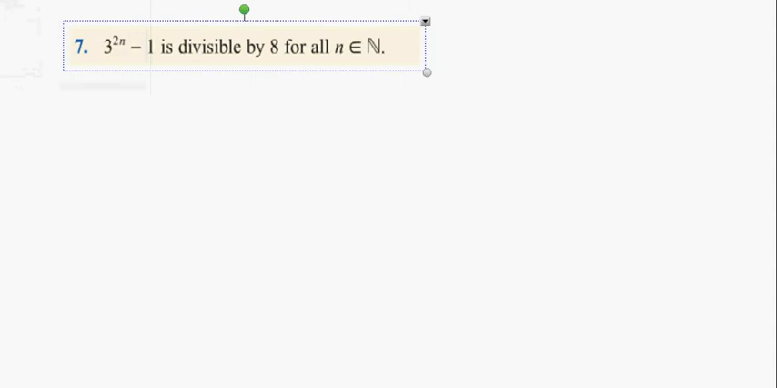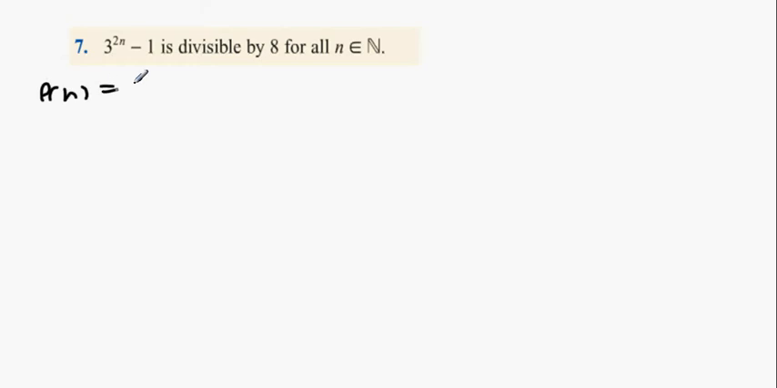Okay, so if P of n equals 3 to the power 2n minus 1, prove by induction that it's divisible by 8 for all n element N. Okay, so what we're going to do is step 1, and that's going to be P of 1.